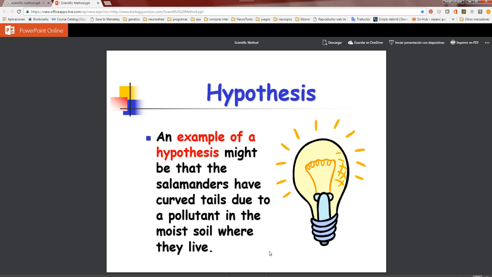In the example of the salamanders, your observation was that some salamanders have curved tails. The hypothesis could be that the salamanders have curved tails due to a pollutant in the moist soil where they live. So in this case, you are able to test if the pollutant actually is having an effect on the shape of the tails of the salamanders. Then you have a hypothesis.